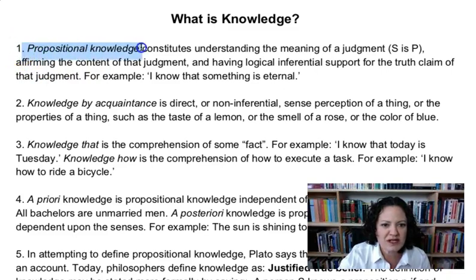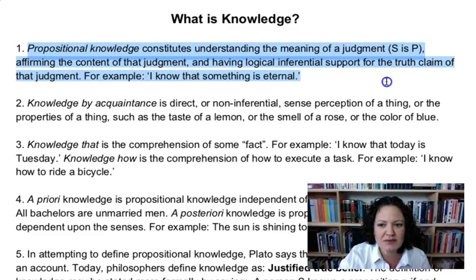What we're interested in philosophy and in logic is called propositional knowledge. Propositional knowledge is understanding the meaning of a judgment, S is P, affirming the content of that judgment, and having logical, inferential support for the truth claim of the judgment.